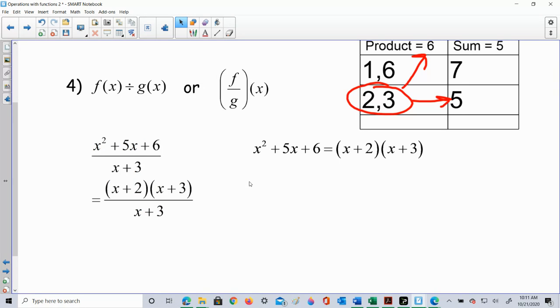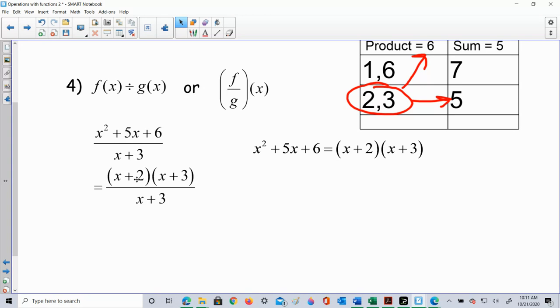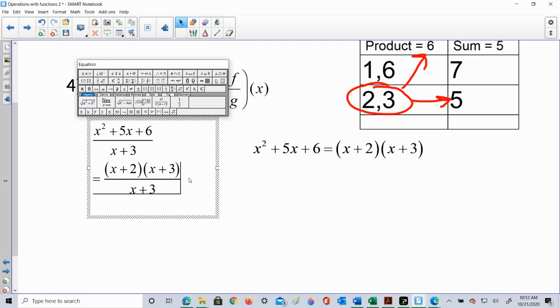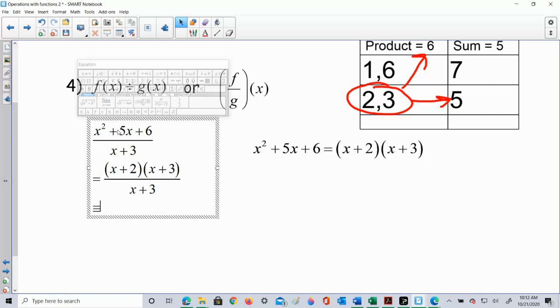All right. So now you might think you're done. However, if we have something in the numerator, which is the top, that's the same as the denominator, we can cancel those out. Because through multiplication, we can cancel. So I can cancel those two pieces out. And if I cancel them out, what am I left with? I'm left with just x plus 2.